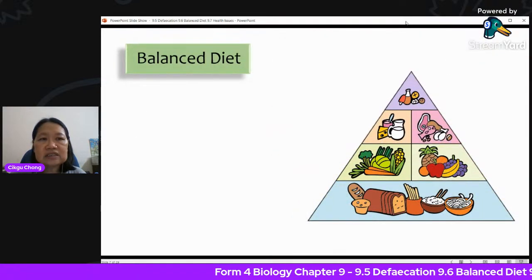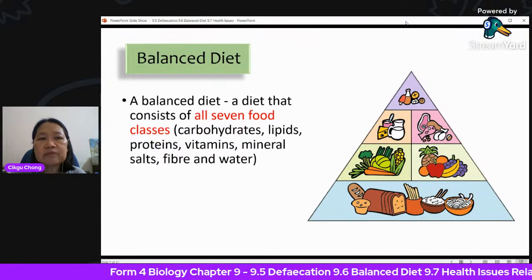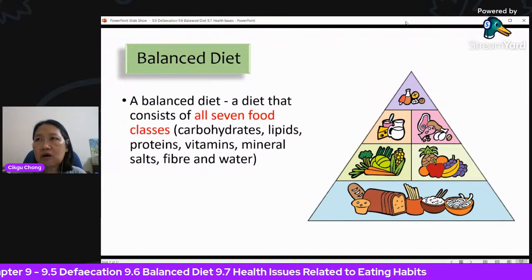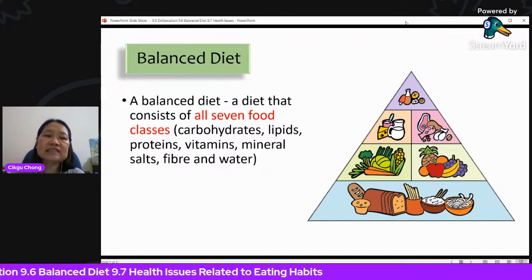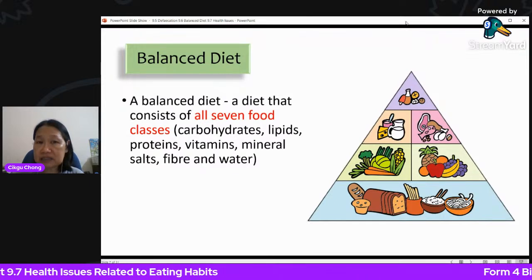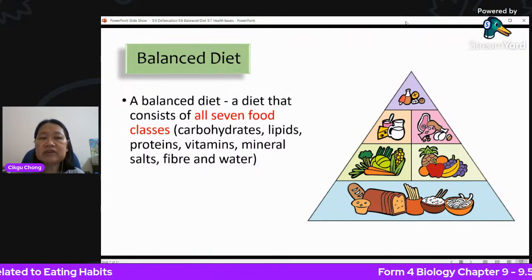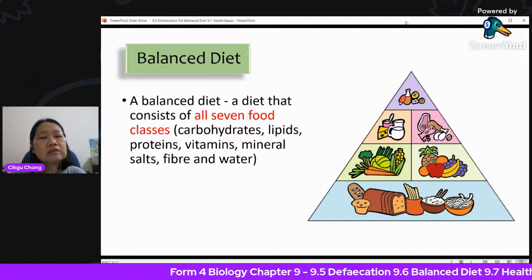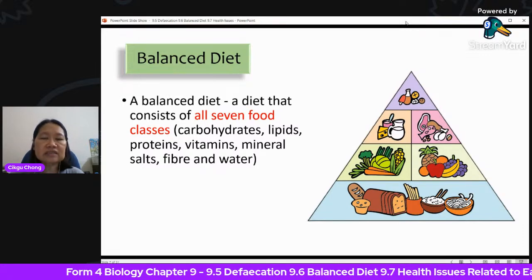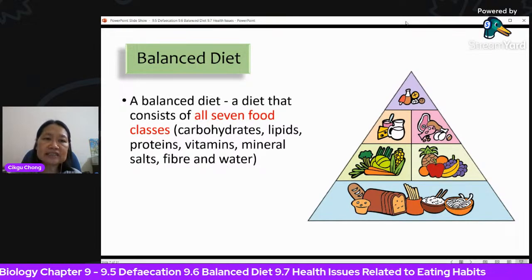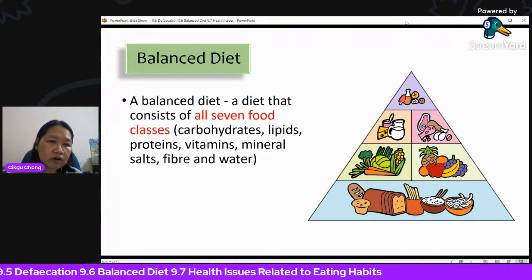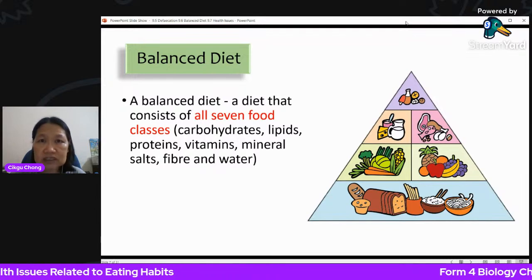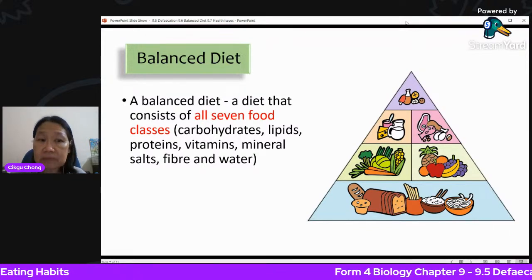Okay, first thing is, your diet must consist of all the 7 food classes. In order to be considered a balanced diet, you have to take all 7 classes of food. Okay, if you do not want to mention all 7 classes of food, then you have to mention all the classes in order to answer your question correctly. So you can say it's a diet that consists of carbohydrates, lipids, proteins, vitamins, mineral salt, fiber, and water. That only is considered a balanced diet.